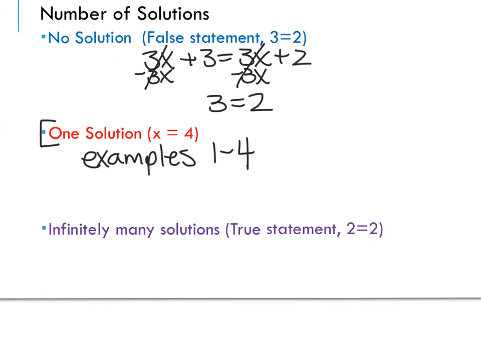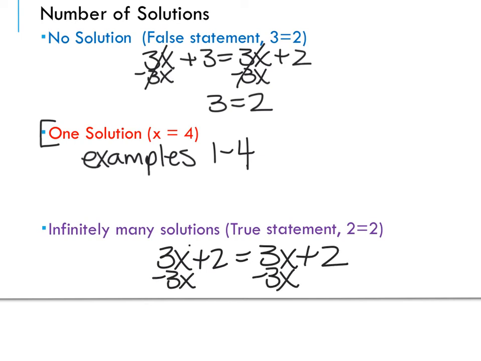Now a short example of infinitely many solutions would be, say, if I had 3x plus 2 equals 3x plus 2. If I subtract 3x on both sides, my x's go away, and I get a true statement of 2 equals 2, or maybe 0 equals 0, something that is true. So my answer would be infinitely many solutions. We're going to do a problem of each.